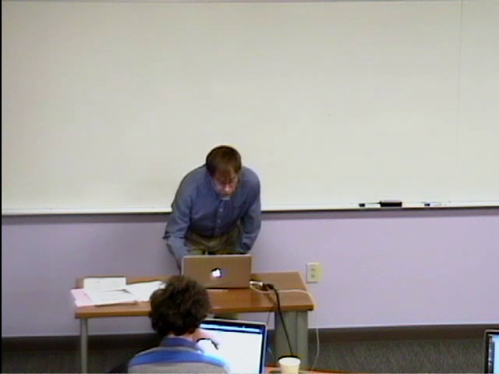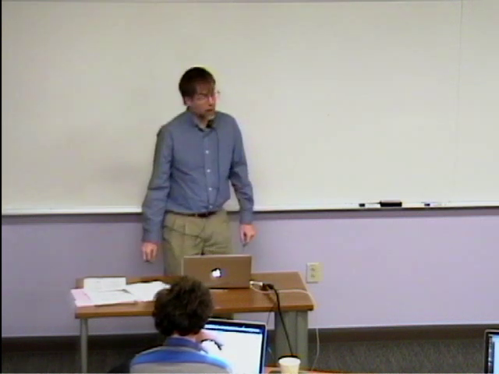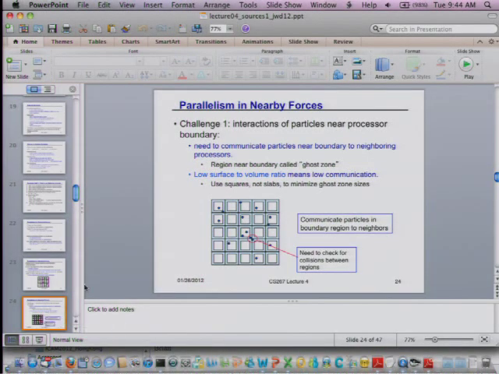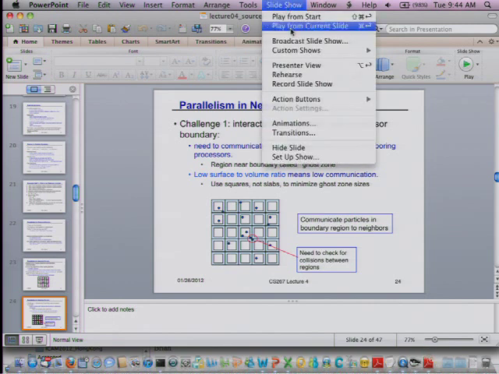Again, let me just say a little bit about parallelism in nearby forces. These were the 2 pictures that we had, again by way of review. So now I think I can go to slideshow.